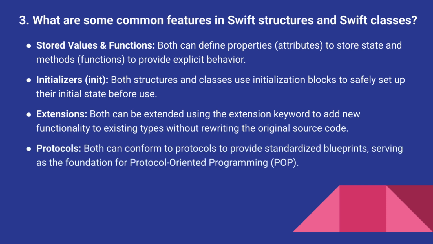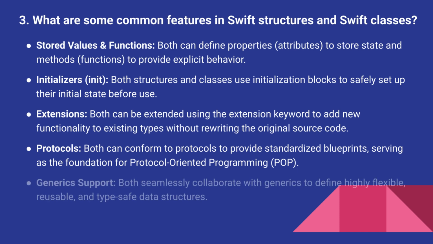Crucially, both structs and classes can conform to protocols. They can adopt standard architectural blueprints to guarantee performance requirements, which forms the absolute bedrock of protocol-oriented programming in modern iOS development. Finally, they both seamlessly collaborate with generics. This empowers you to build highly flexible, reusable, and type-safe data structures that adapt to any data model you pass into them. Highlighting these 5 key intersections proves to a technical lead that you know exactly where value types and reference types align before you decide to separate them.